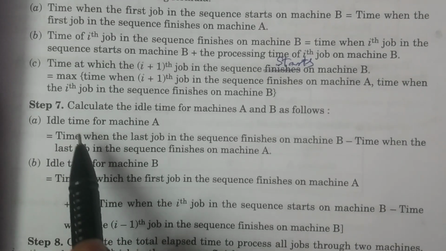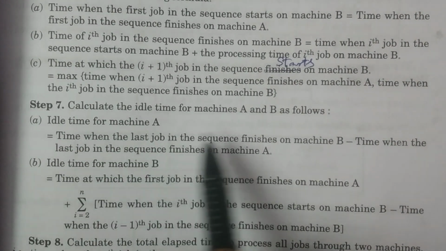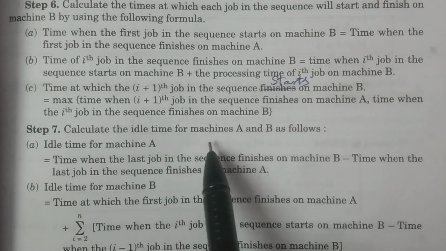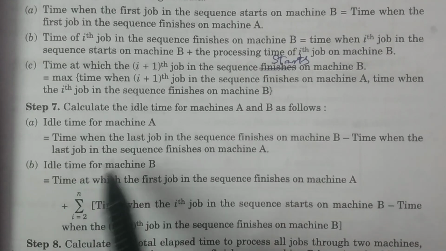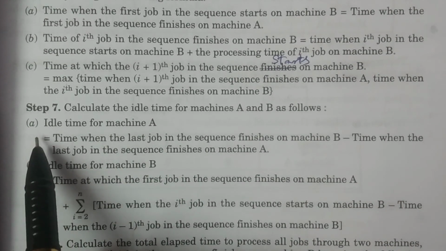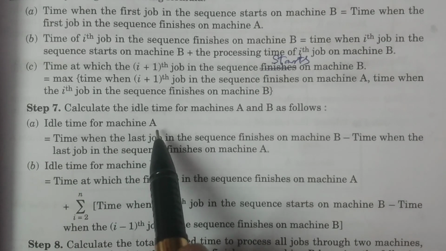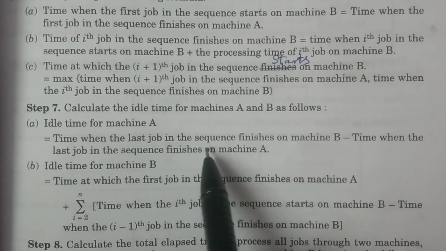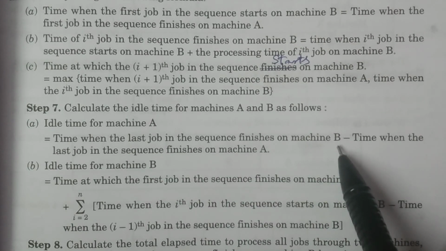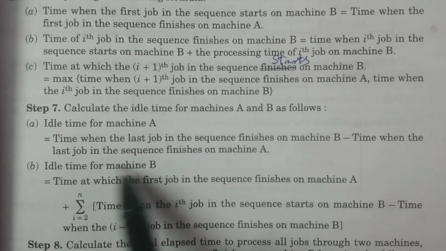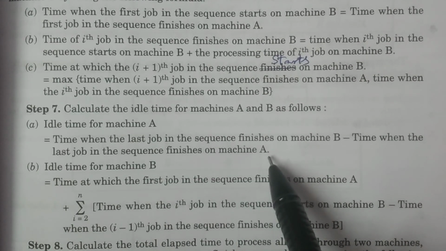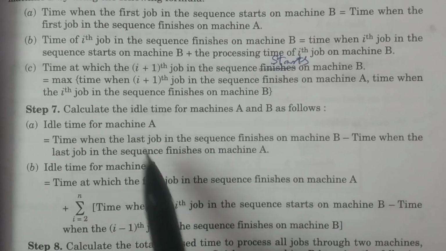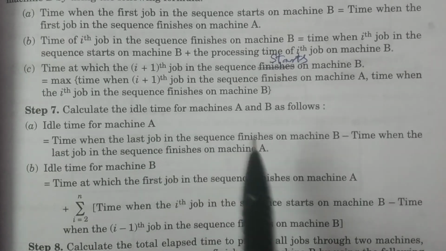And coming to step 7. Step 7 is the calculation of idle time. The idle time for machine A and machine B is calculated using formulas. First, the idle time for machine A is calculated by the time when the last job in the sequence finishes on machine B minus the time when the last job in the sequence finishes on machine A. That is machine B total time minus machine A total time, which gives the idle time for machine A. It is very simple.